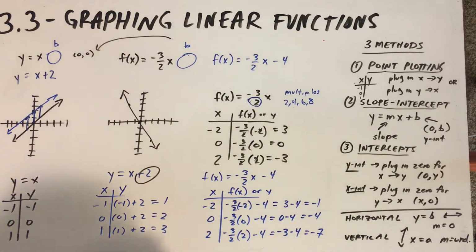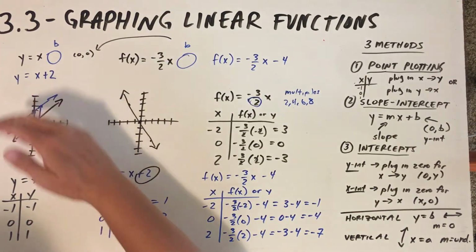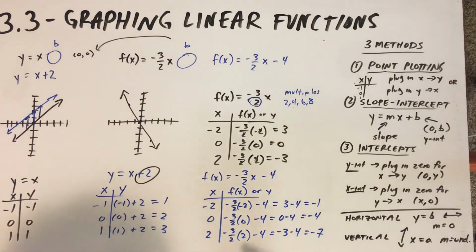Well, -4 is going to shift every point on this line down 4, just like this +2 shifted it up 2. But you can see how that actually happens. When you plug in -2, you would get 3, and then when you subtract 4, you would get -1. If you plug in 0, you get 0. Subtract the 4, you get -4. Plug in 2, you get 3. Subtract 4, and you get -7.